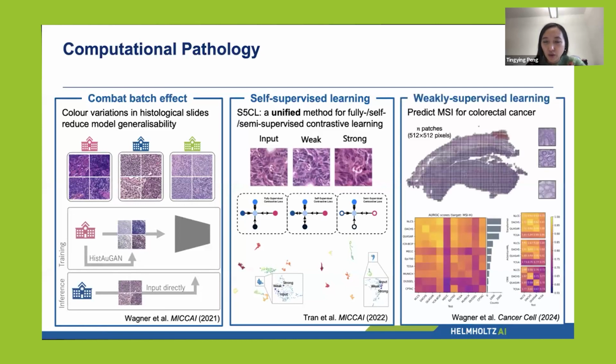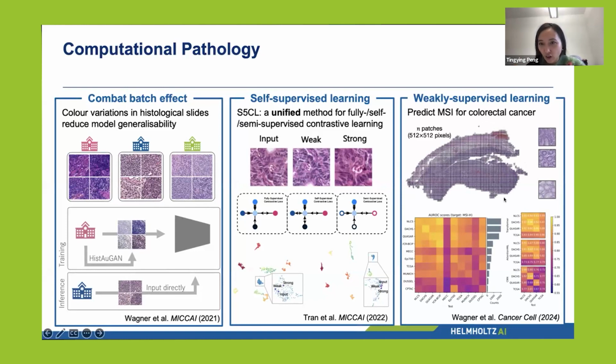And we also have more projects which are close to the clinical settings. The project I would like to highlight is to predict microsatellite instability for colorectal cancer. That's quite an important biomarker for colorectal cancer.